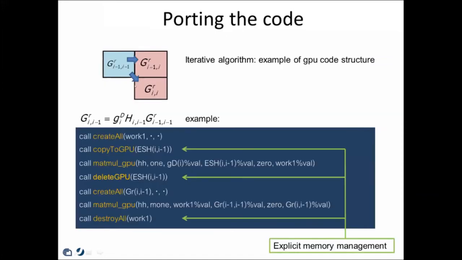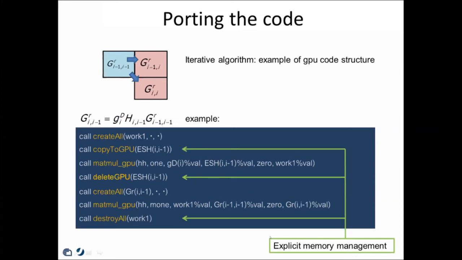So, for example, the iterative algorithm is performing a lot of things. For instance, a matrix multiplication like that explicitly goes through creating the temporary matrices, where create wraps create on the CPU, say, and the GPU. Then I manually copy to GPU what is needed, perform the matrix multiplication, and then delete what is probably not needed later on.